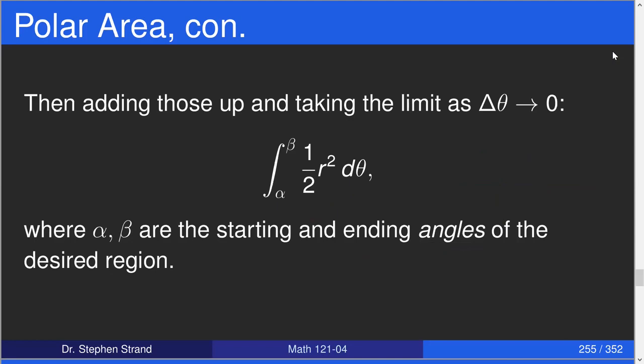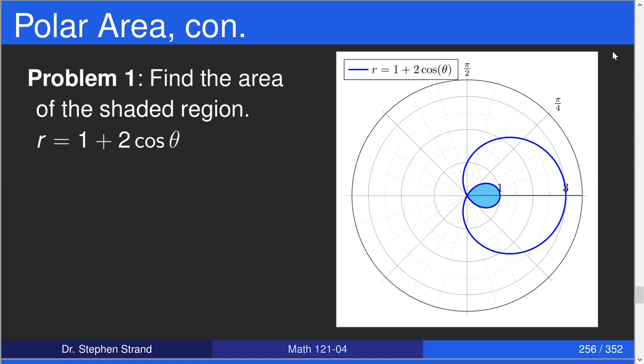Let's look at an example, and again, the main thing we're going to think about is how do we figure out the starting and ending angle for the shaded region we're interested in. So go back to 1 + 2 cos theta, and I would like you again now to pause the video and give this one a try. So as I mentioned, the difficult thing is going to be figuring out what angles sweep out this region of the graph, right? So what values of theta are going to do that?